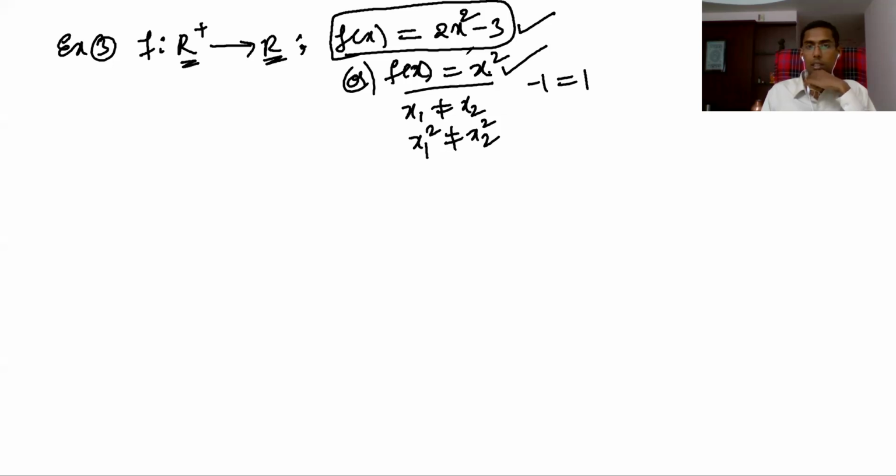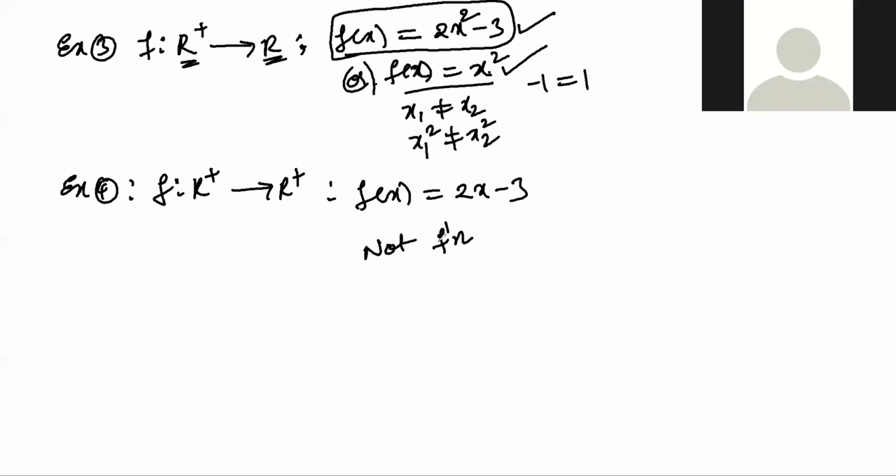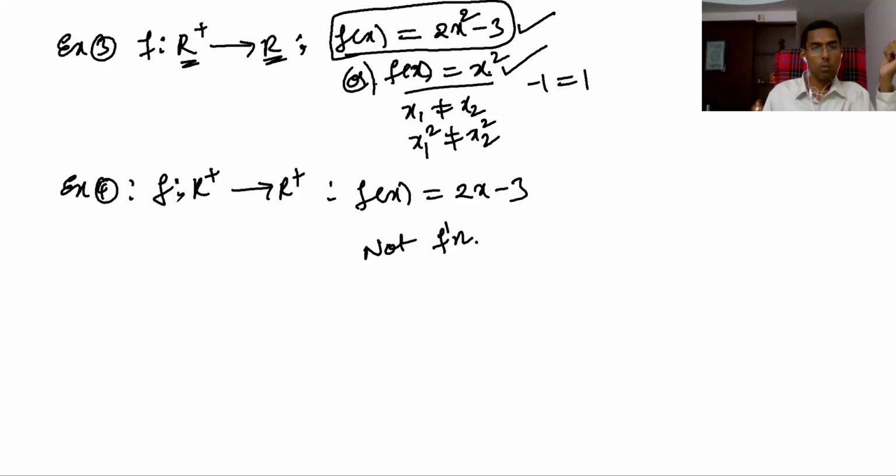All right. But if at all f maps R plus to R plus, defined as f of x equal to x minus 3, now it's not a function, first of all. Because from R plus to R plus, you cannot write this. When you define f of x equal to x minus 3, you cannot write like this, because f is a function from R plus to R plus. I cannot write this. It's wrong. It's not a function.